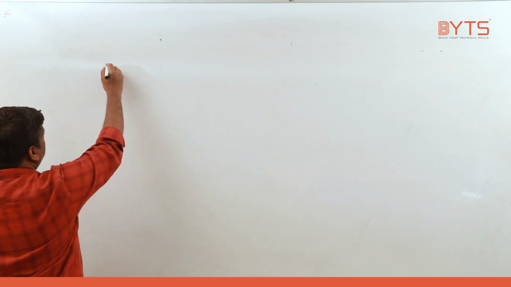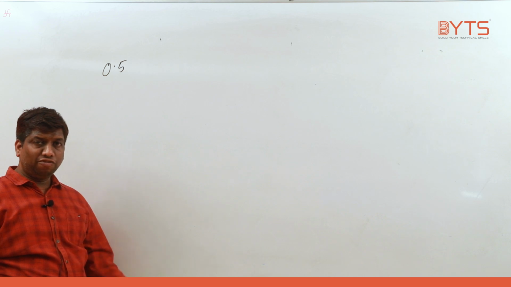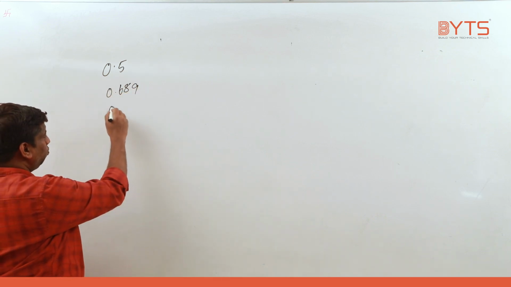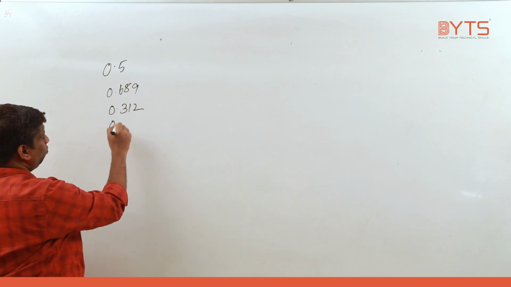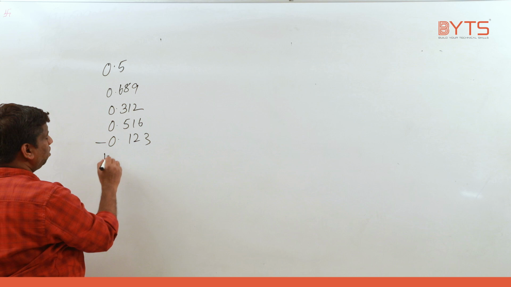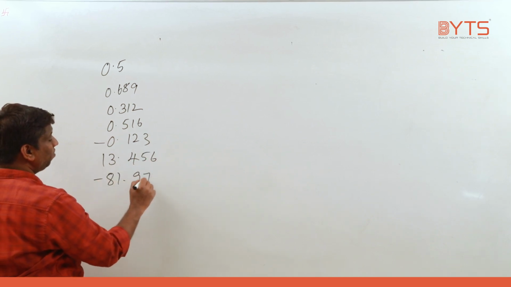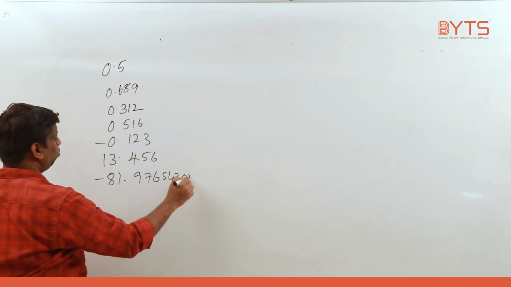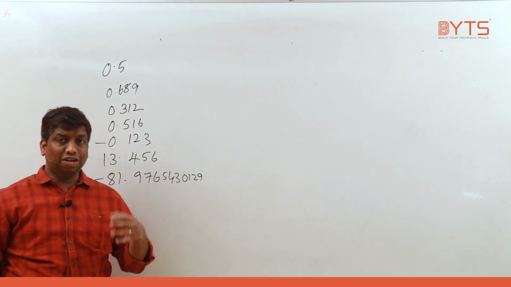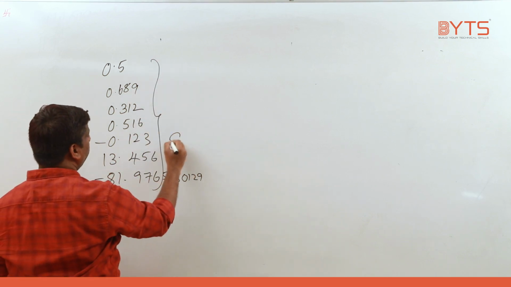Can you please see, 0.5 is what type? People are thinking it is a float type. 0.689, 0.312, 0.516, minus 0.123, 13.456, minus 81.976, 543.0129. Well, now listen. Any decimal point number by default is considered as double.